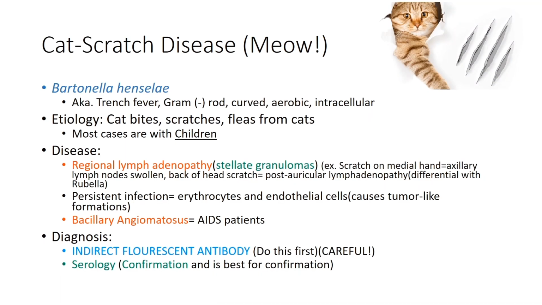All right, so now into a little bit more fun stuff. So this is cat scratch disease, meow. This is caused by Bartonella henselae. It's also known as trench fever. It is a gram-negative rod. It's curved, aerobic, intracellular. You get it pretty much from cat bites or scratches, or even the fleas from the cats. And usually it occurs in children.